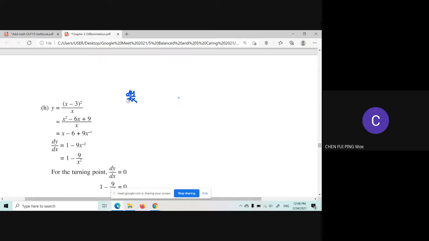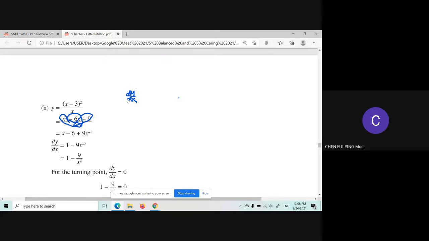In these cases, I recommend you don't use quotient rule, because like the question just now, it's very long, right? If you use quotient rule, you can try to expand it. It will become x squared minus 6x plus 9. Then you can separate like this, one by one. Then you can have this. Then you can find dy dx straight away.